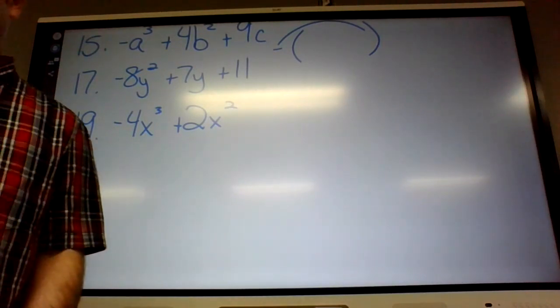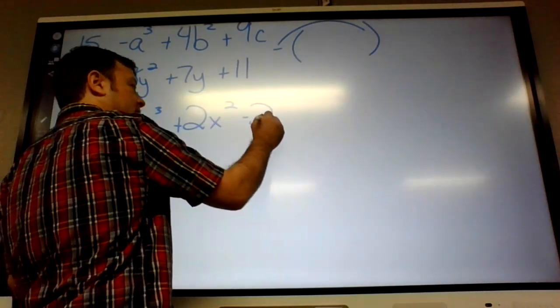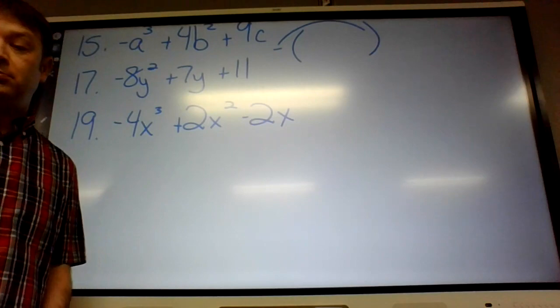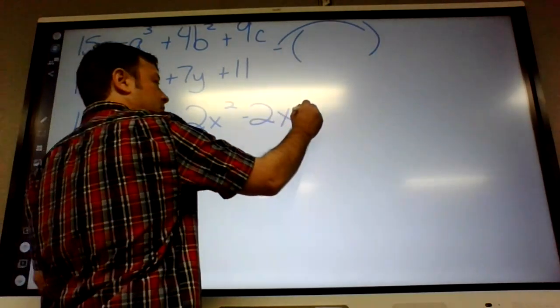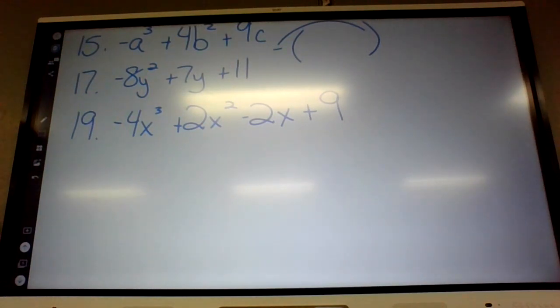Okay. And then you have a negative 5x and a positive 3x, so you add those together to get negative 2x. And then 10 plus 9 is 19 minus 10 is 9.